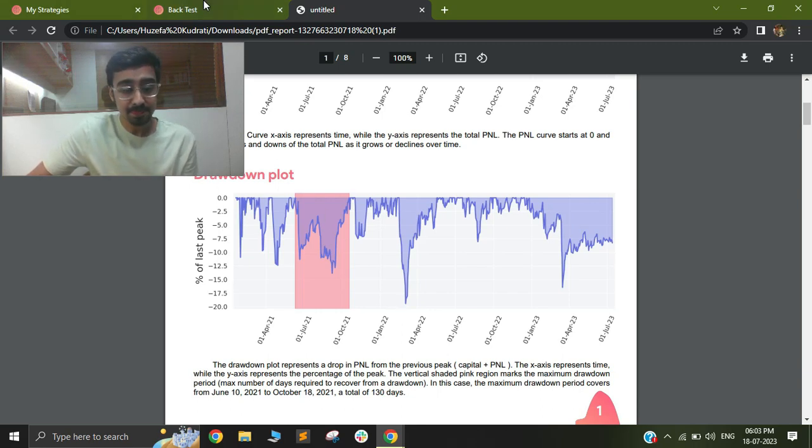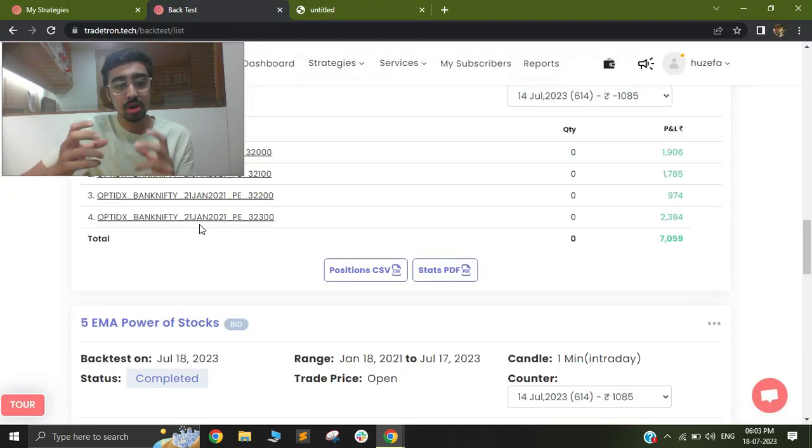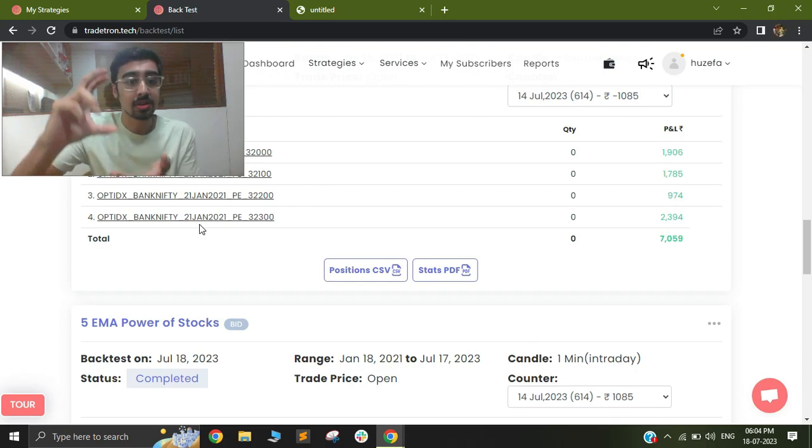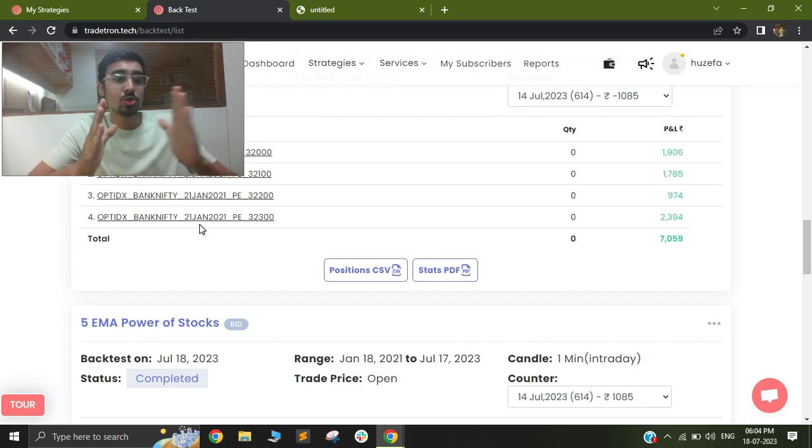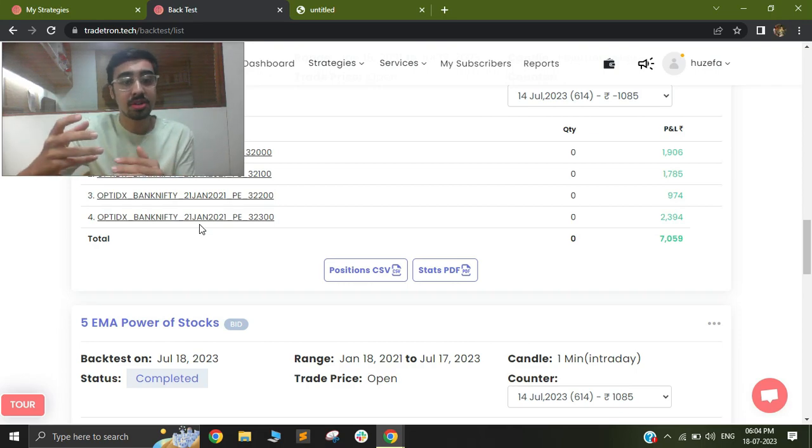So now, in order to reduce my drawdown, there could be two different situations. One could be that I increase my target. By increasing the target, the amount of return will increase, and I could reduce my stop loss. I will not go into reducing the stop loss because that would alter the logic of the strategy. But the target is something that I can definitely play around with.